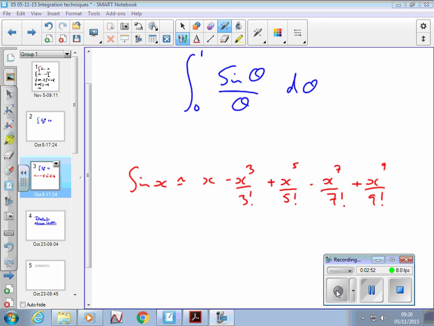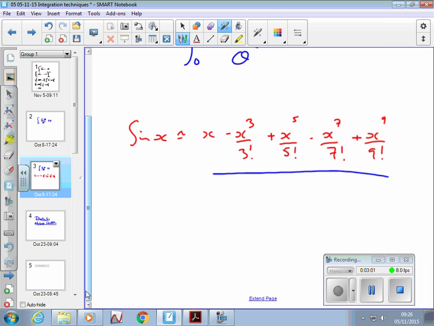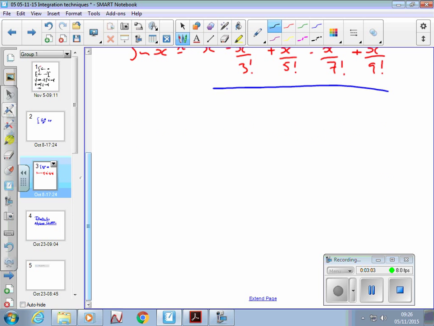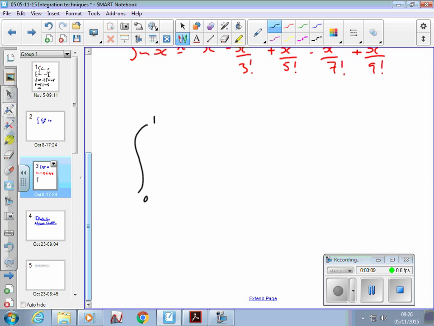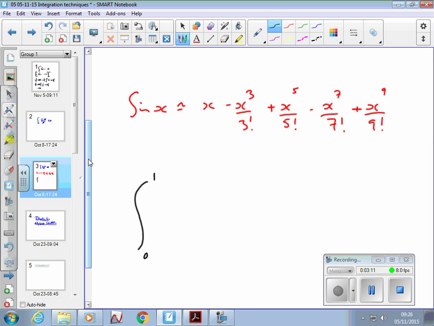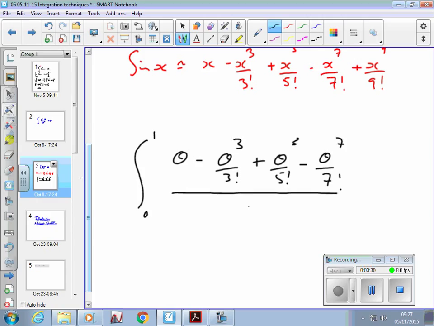I replace sine theta in here with the power series. So let's do that. So the integral becomes the integral between 0 and 1, so it's going to be a definite integral, of theta minus theta cubed over 3 factorial plus theta to the 5 over 5 factorial minus theta to the 7 over 7 factorial, over theta.